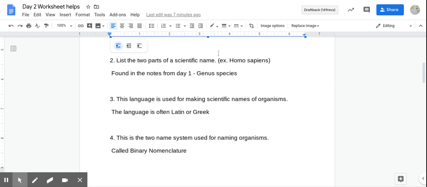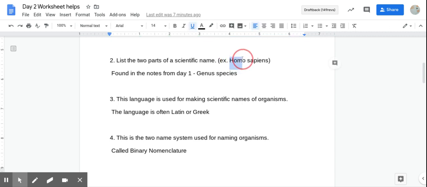Question 2 is, what are the two parts of the scientific name? For example, Homo sapiens, which are humans. The two parts are Homo, which refers to the genus, and sapiens, which refers to the species. So it's actually a genus species name, and the species name is always in lowercase.